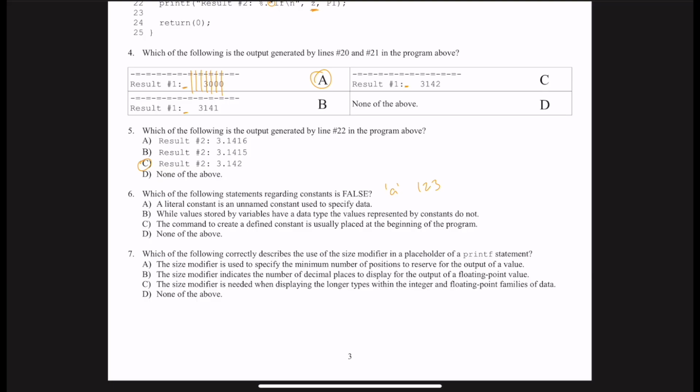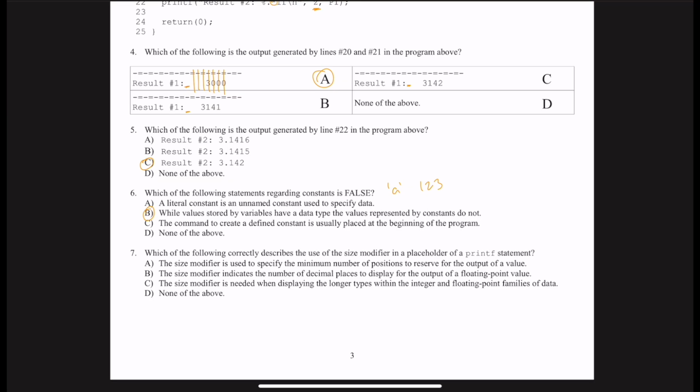Right, already we can see A is a char. It obviously has a type. 123 is also a number. In this case, it would be an int. If you typed in a decimal constant, it would be assumed to be a double by the compiler. So they do have data types, even if it's not explicitly declared. Therefore, B is false.